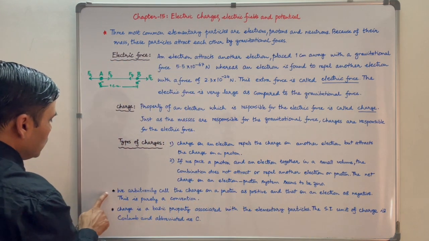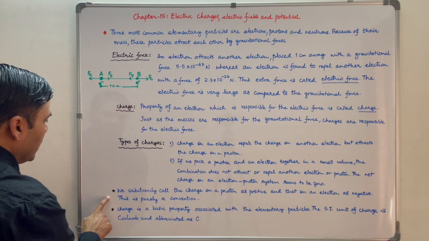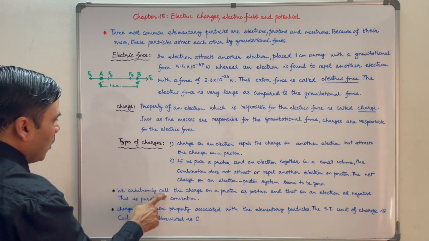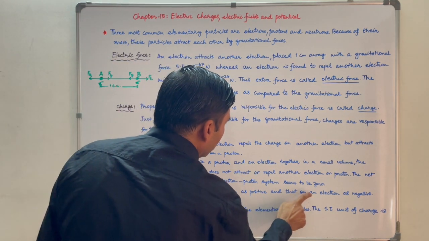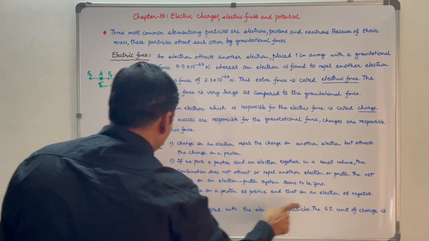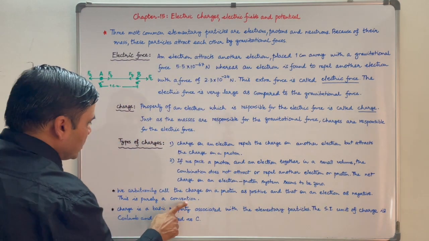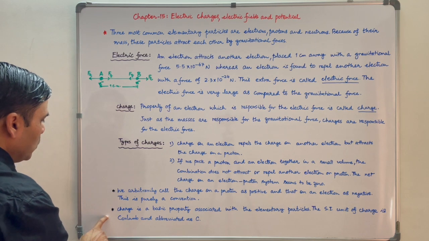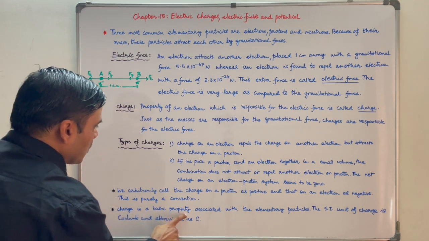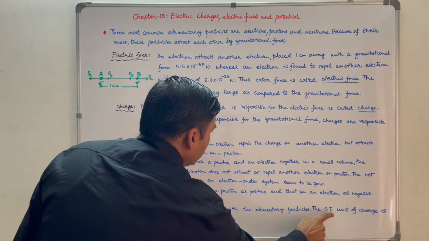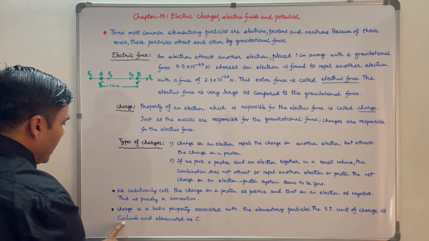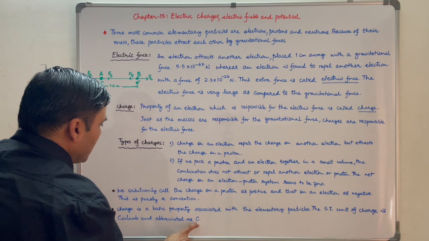Now let us see these two important points. Point number 1, we arbitrarily call the charge on a proton as positive and that on an electron as negative. This is purely a convention. Point number 2, charge is a basic property associated with the elementary particles. The SI unit of charge is Coulomb and it is abbreviated as capital C.